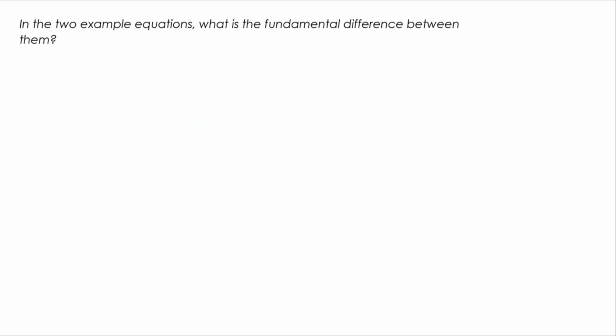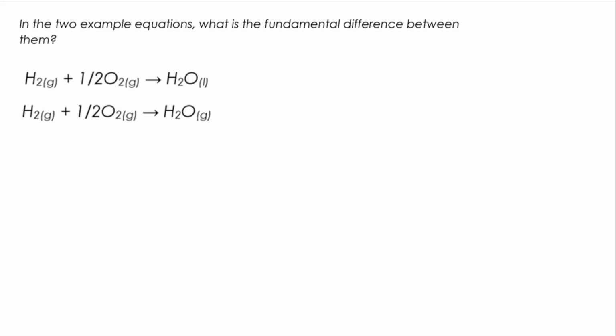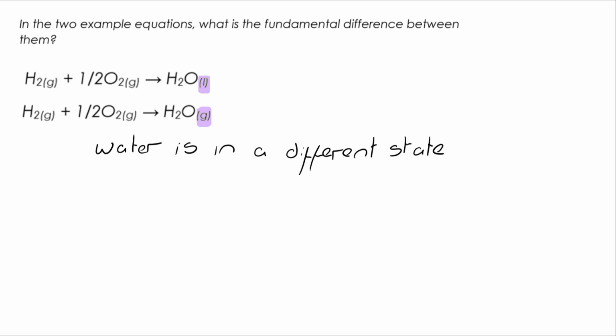In terms of the next question, where we were asked for the fundamental difference between the two equations, I've put those equations back on screen again so we can see precisely what we're talking about. And if you look at them, there is only one difference between the two, and that's the state at which the water produced is formed. So the water is in a different state. In the top equation, we have liquid. In the bottom equation, we have gas.